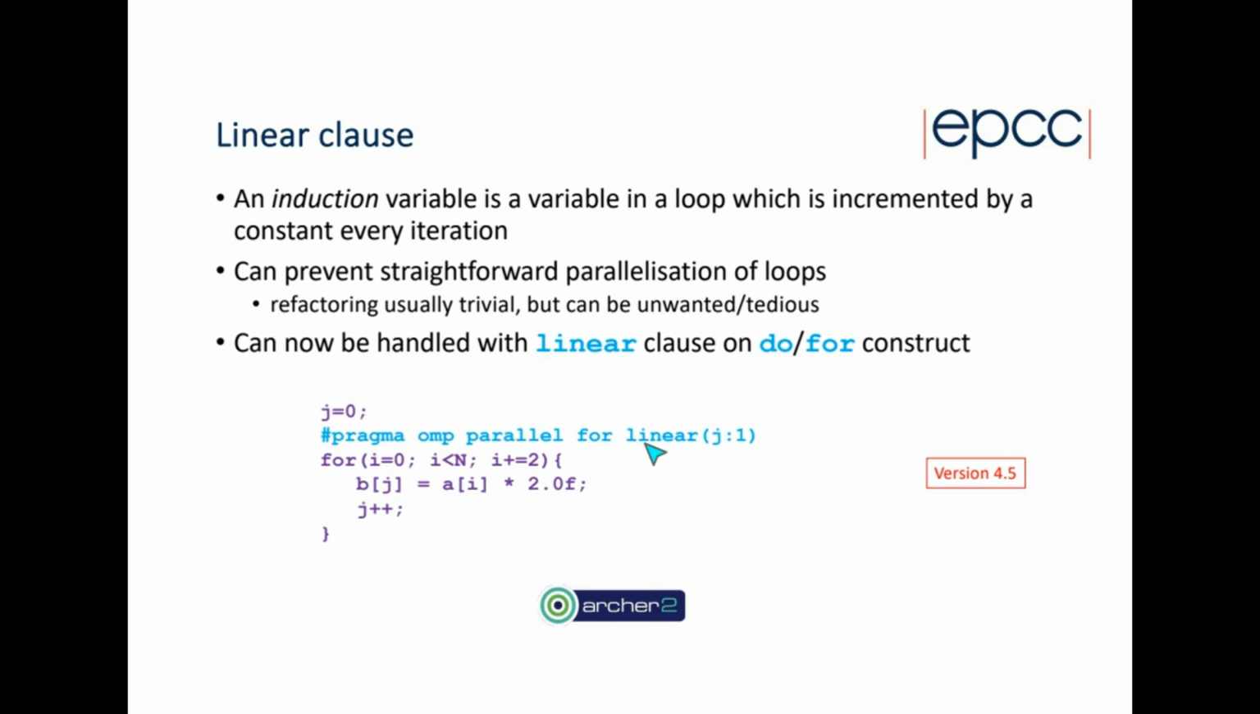But you can handle these things by specifying them in a linear clause. In this case, the induction variable is j here. That's incremented once every iteration, and it's not the same as i, because i is incremented by 2 every time. So we can handle this and safely parallelize this loop by specifying it in a linear clause and specifying the increment.